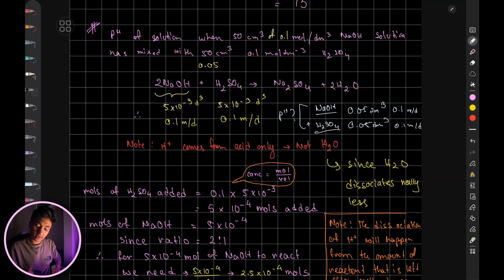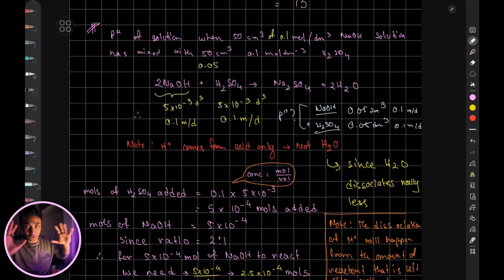The NaOH will react with H2SO4, and it will obviously form a salt and water, as in the typical acid plus base reaction. It will also have excess of NaOH or excess of H2SO4, not both obviously. One of them will be the limiting reactant. You have read this in IGCSE, in AS hopefully as well.